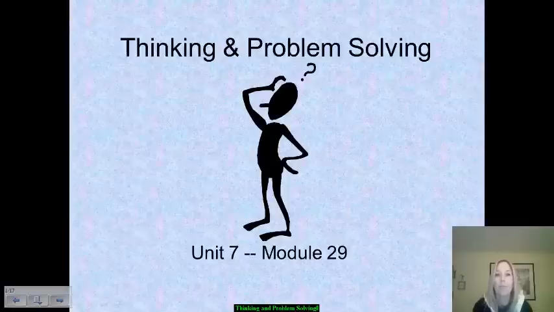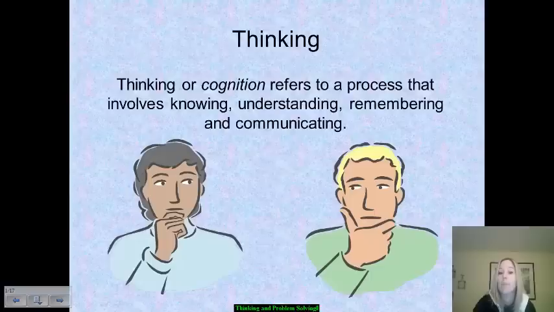Now we're going to move away from memory and that portion of cognition and go a little bit deeper into the whole process of thinking, looking at how we solve problems, how we take in the world around us and perceive certain aspects of it. So that's what this set of video notes will be about.